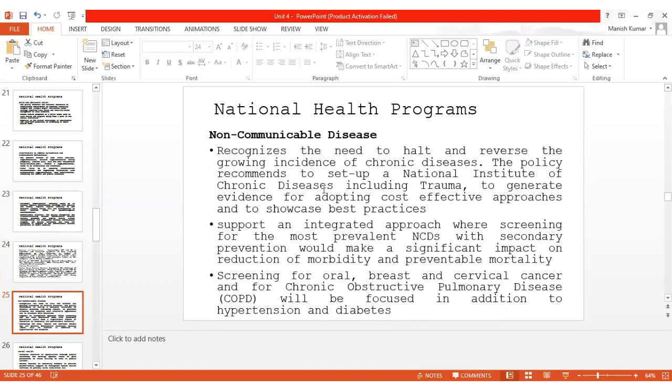Non-communicable diseases is something which comes under NCD, and the government of India has recently launched a new program which takes care of non-communicable disease. What is that program known as? Can anyone talk about that?